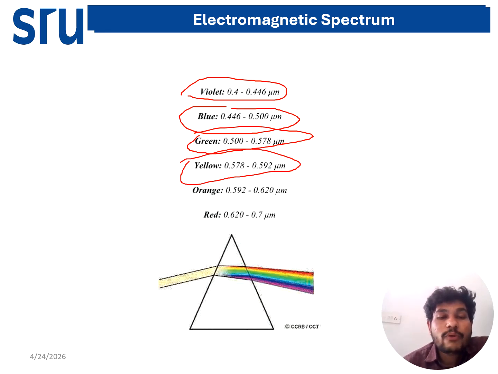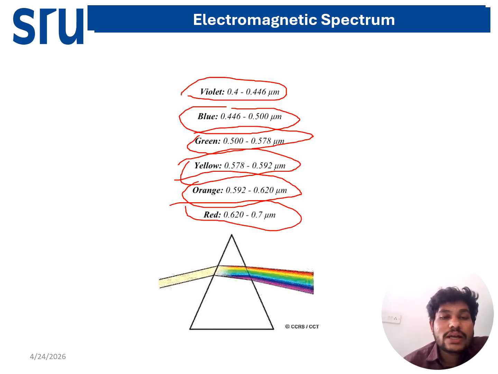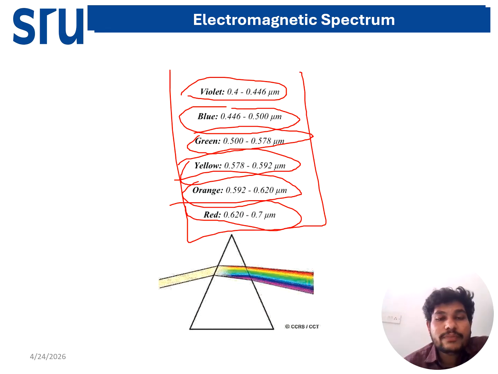Yellow is 0.578 to 0.592 micrometer. Orange is 0.592 to 0.62 micrometer, and red wavelength is 0.62 to 0.7 micrometer. So these are the parts of the visible spectrum. These are the colors present when the radiation passes through the prism, and at that time we can observe these visible wavelengths.